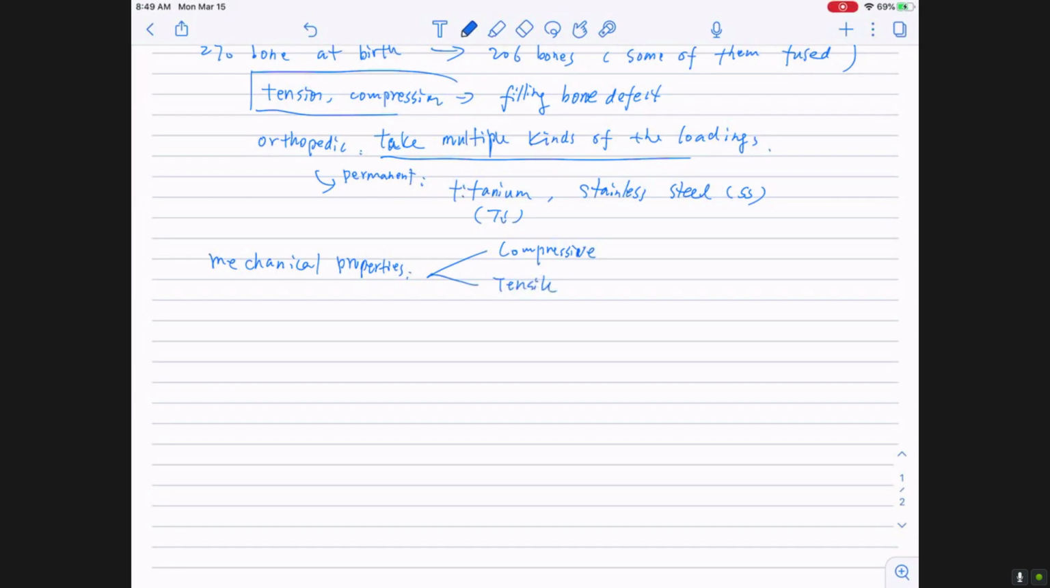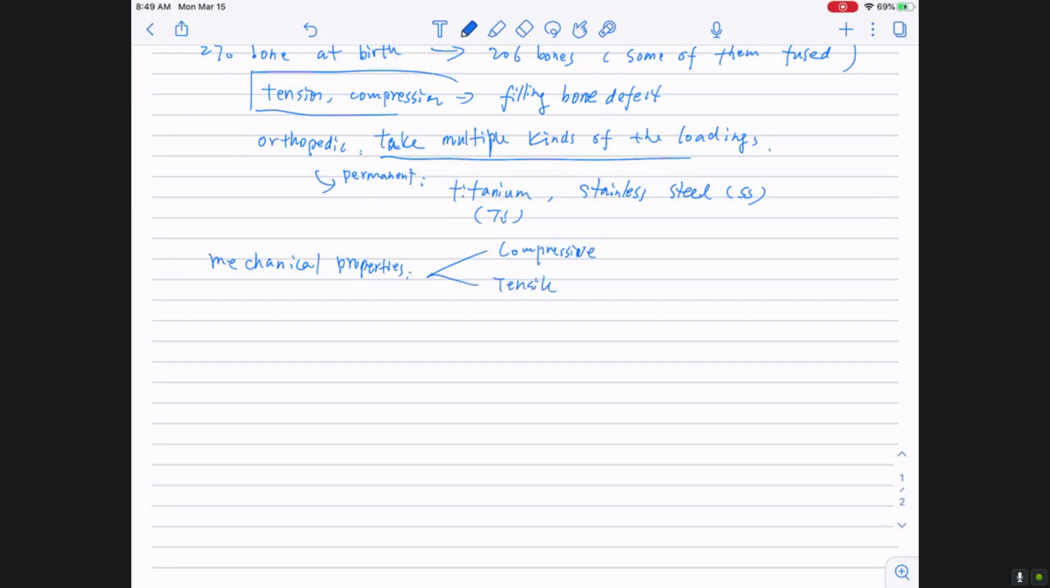It's desirable that the biomaterial's elastic modulus is similar. So we need a matched property. It means the biomaterial's elastic modulus is similar to the host tissue, for example, the bone.